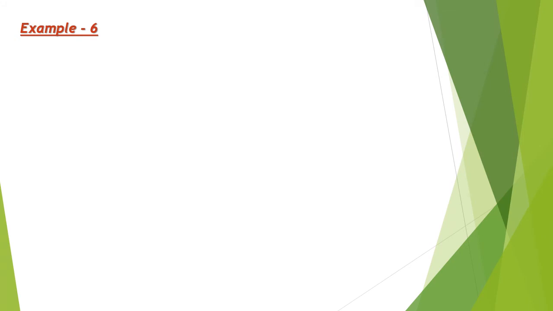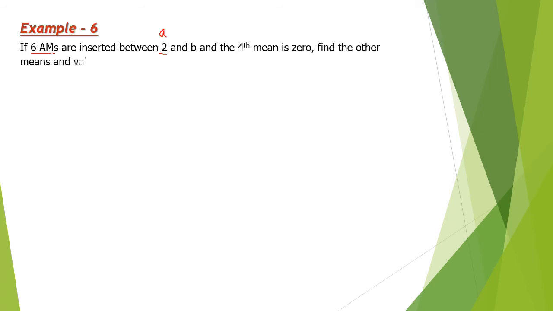Example 6. If 6 means are inserted between 2 and b. One extreme value is given, that is a, b is unknown, and the fourth mean is also given. M4 is given as 0, and we know the formula to find m4 is a plus 4d. Don't get confused: in case of mean it is m4 equals a plus 4d, but t4 is a plus 3d. And find the other means.